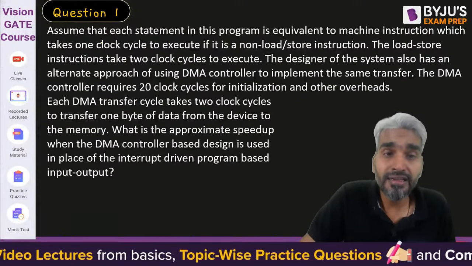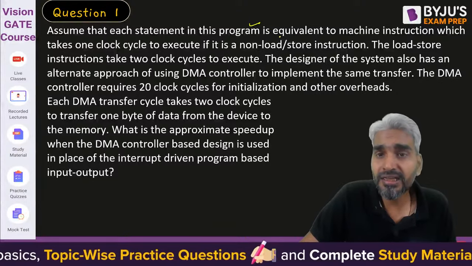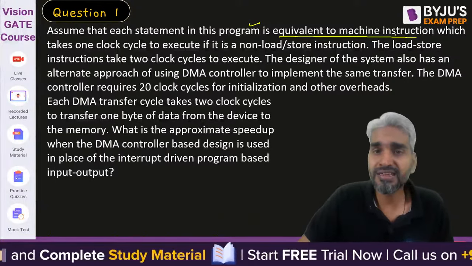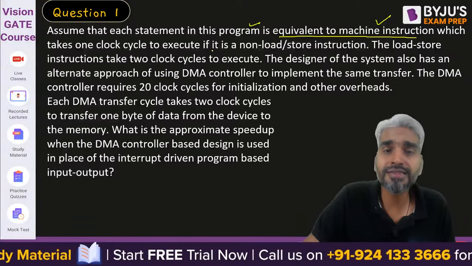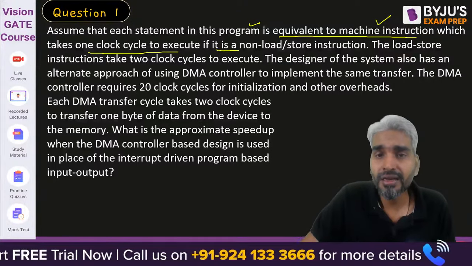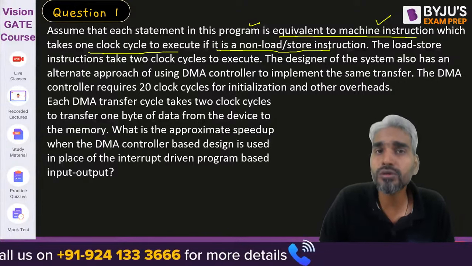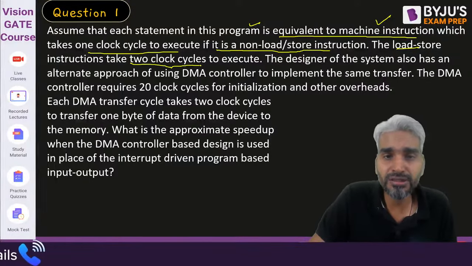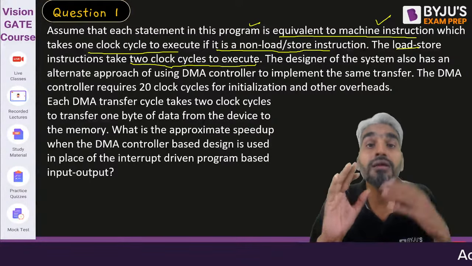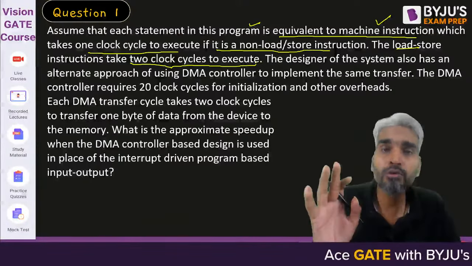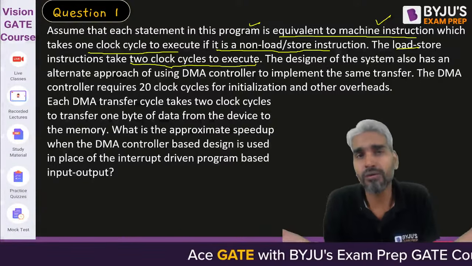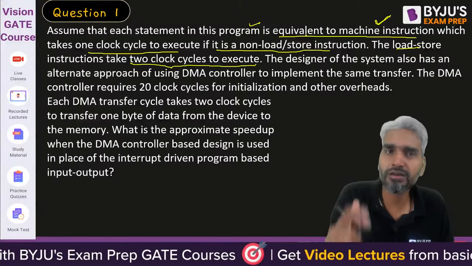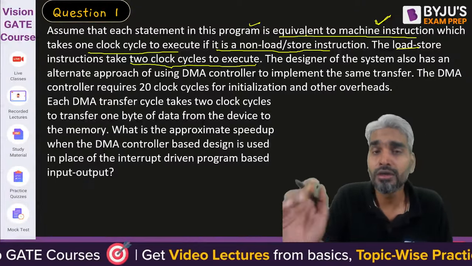Assume that each statement in the program given in the previous slide is equivalent to a machine instruction. What do I mean by a machine instruction? One machine instruction can be executed in 1 clock cycle, if it is a non-load store instruction. The load store instructions, however, take more cycles, that is 2 clock cycles. We can understand this, because whenever a load store instruction is involved, memory access is involved, and memory access is a slow operation, so it may take multiple cycles. So instructions which are non-load store can be executed in 1 clock cycle, and load store instructions require 2 clock cycles.